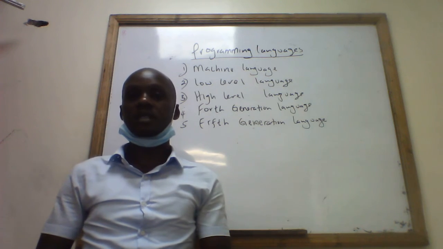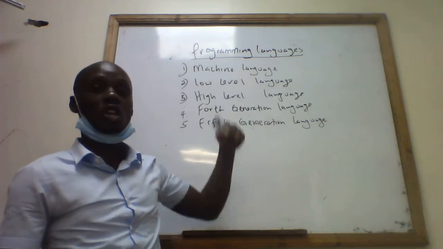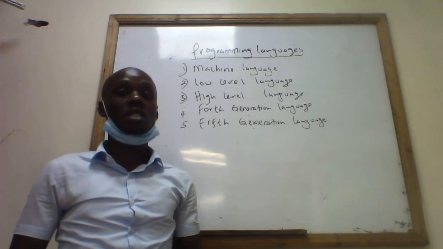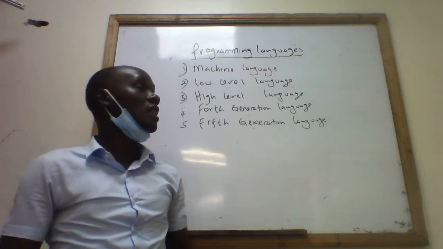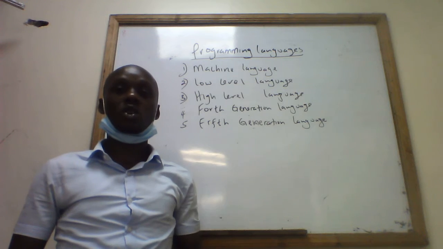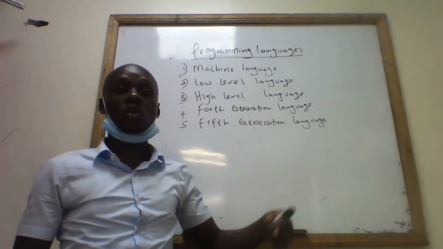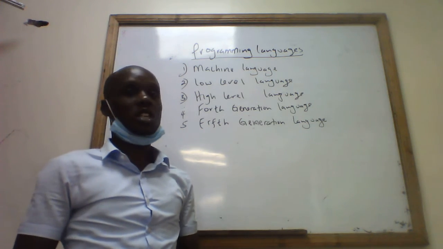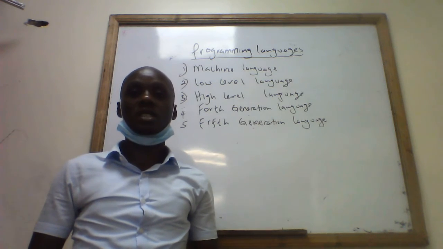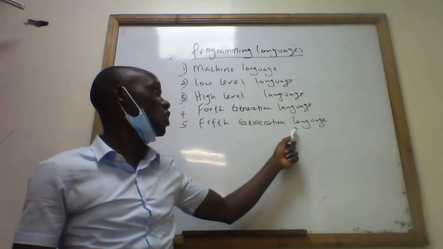And there are 5 classes of programming languages. Number 1 is known as machine programming language. We can call it computer programming language. Another name for machine language, you can also call it first generation language. The second one is low level language. We can call it assembly language or second generation language. The third one is high level language, or you can call it a third generation language. Then number 4 is fourth generation language, 4GLs. Then the last one is fifth generation language.